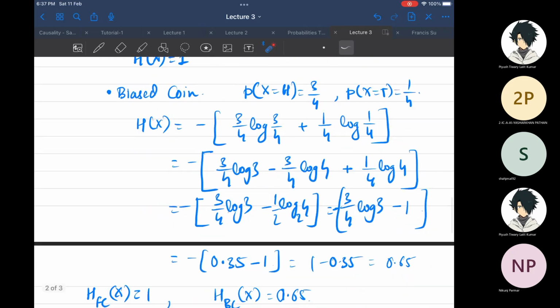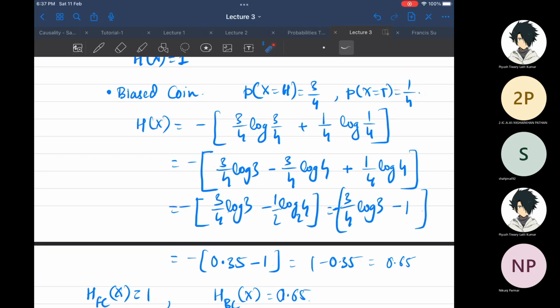So I said, let us now consider a biased coin. In a biased coin, the probability of heads is something and the probability of tails is something else, but they are not equal. In this case, the probability of heads is 3 by 4 and the probability of tails is 1 by 4, which means that heads is more likely to come as compared to tails.